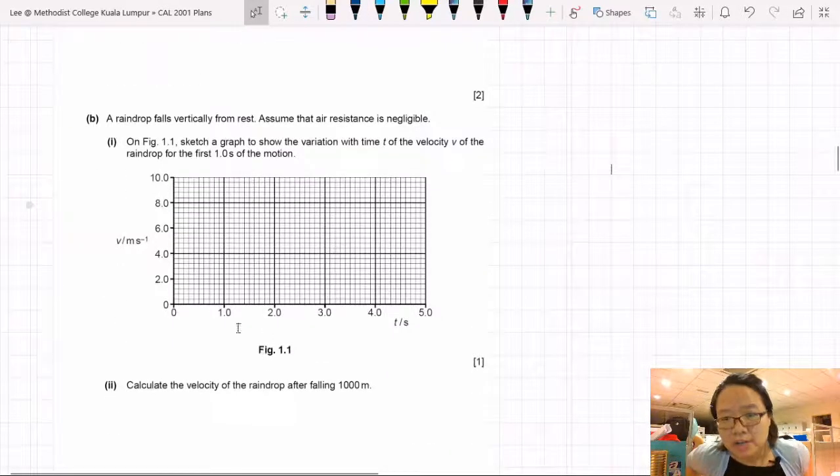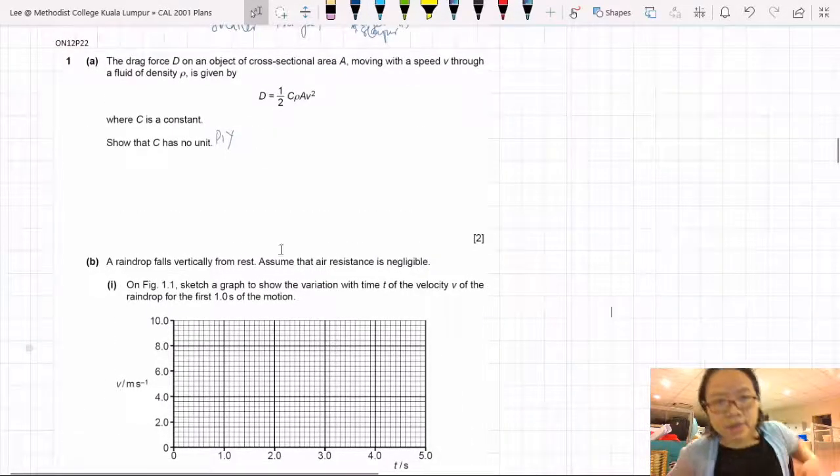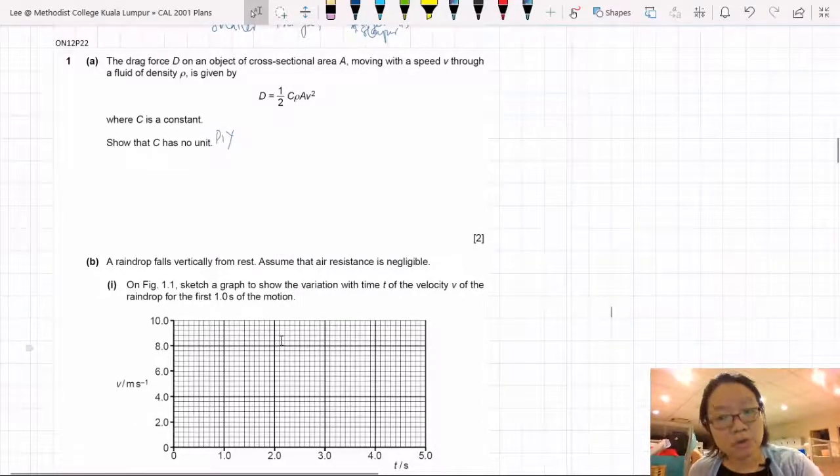Do it yourself. Show that C has no units. I think this one I can leave it to you. Let me know if you need help.